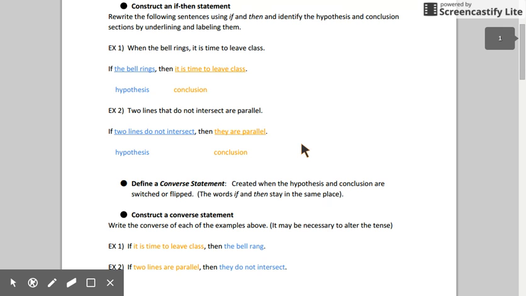Here's another example. Two lines that do not intersect are parallel. So two lines that don't intersect would be the condition or the hypothesis. The result would be that they're parallel. If they don't intersect, then they are parallel.